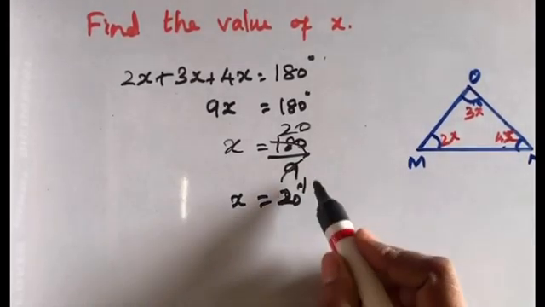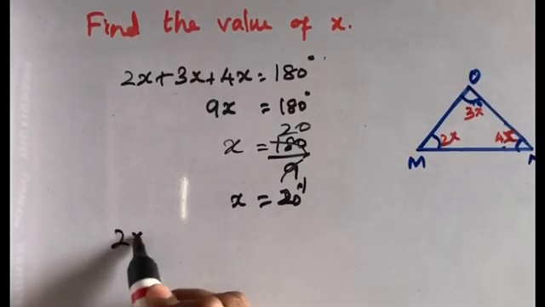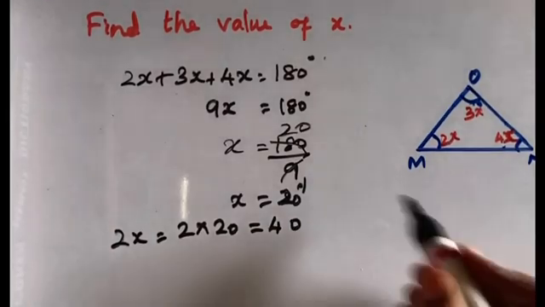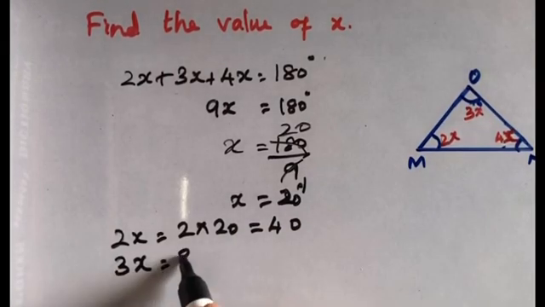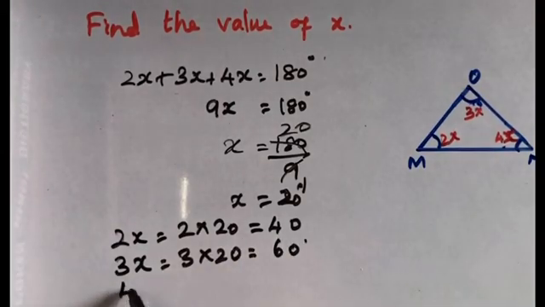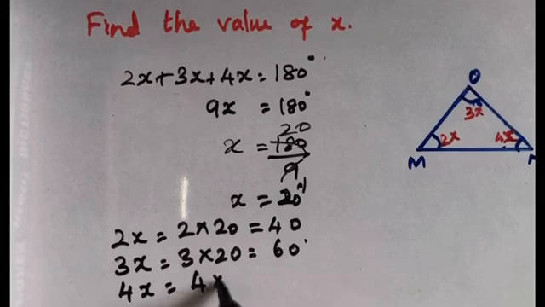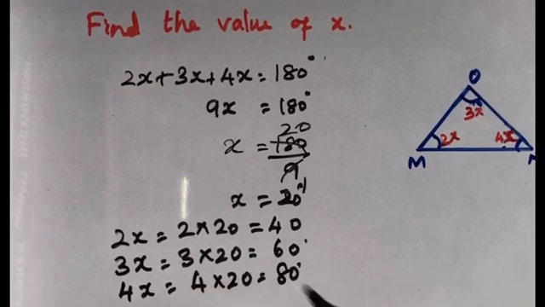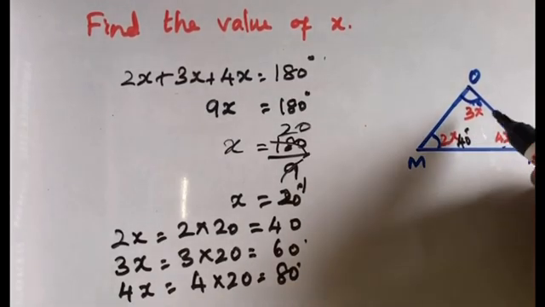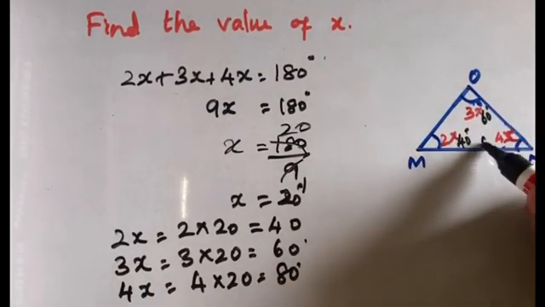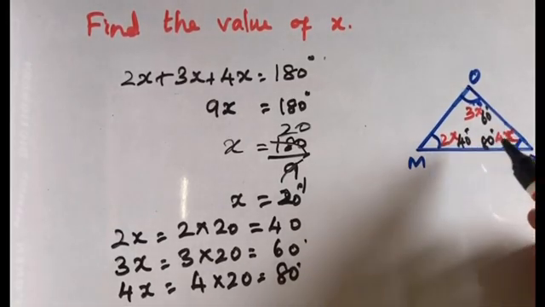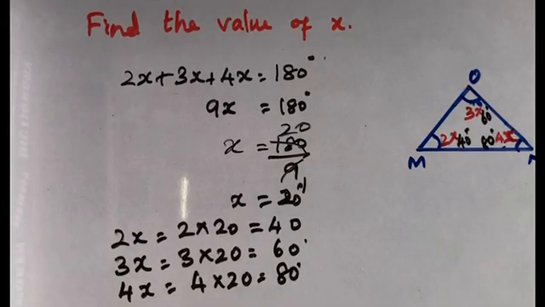So, if x is 20 degrees, 2x is equal to 2 into 20, that is 40. 3x is equal to 3 into 20, that is 60. 4x is equal to 4 into 20, that is 80. So, this angle is 40 degrees, this angle is 60 degrees and this angle is 80 degrees. While adding these three, 60 plus 40 is 100, 100 plus 80 is 180.